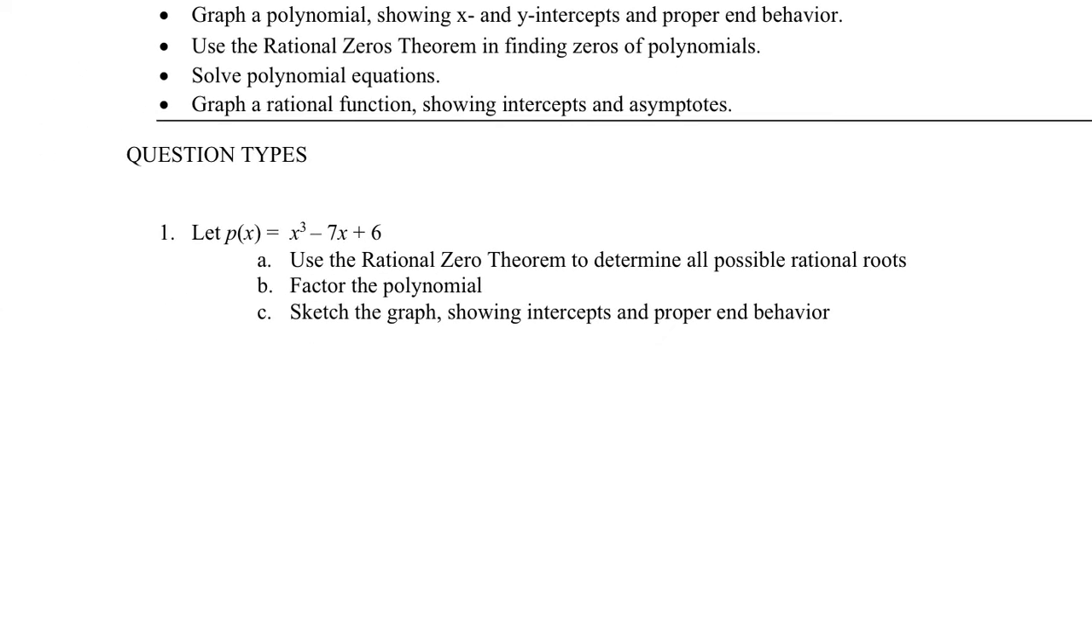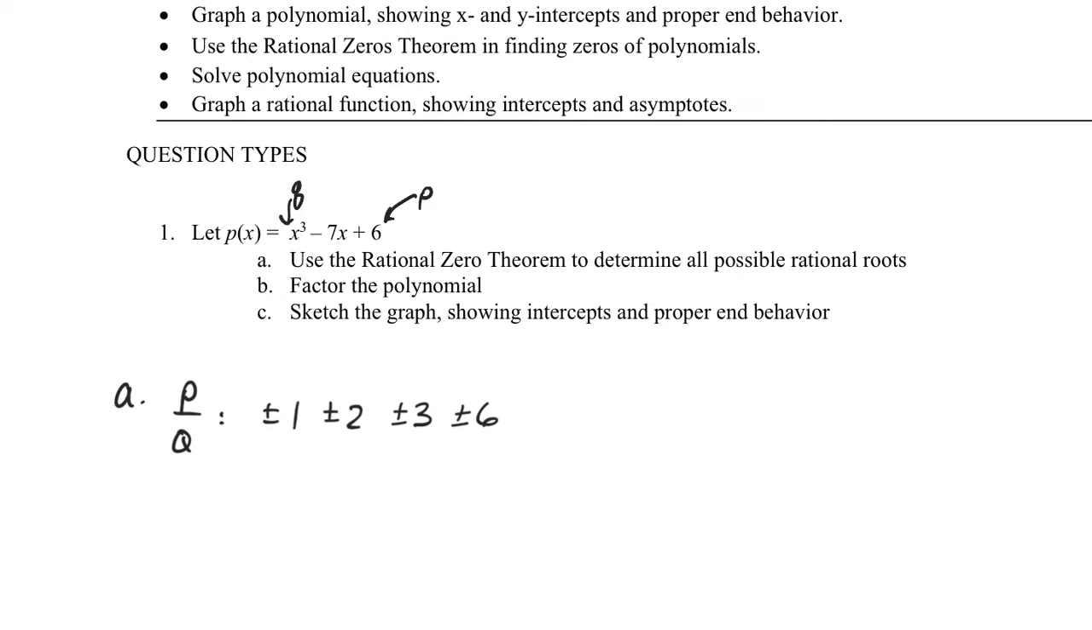So, step 1, use the rational zeros theorem. Or for part A, use the rational zeros theorem. So factors of 6, that's going to be values for p. Factors of 1, that's going to be values of q. So p divided by q is plus or minus 1, plus or minus 2, plus or minus 3, and plus or minus 6.